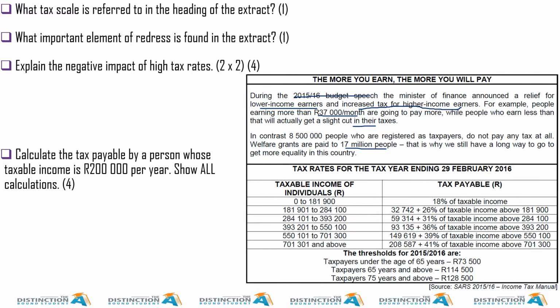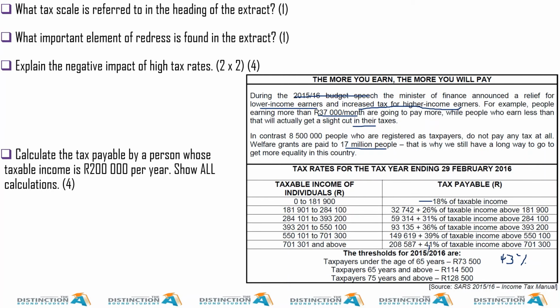Taxable income of individuals. If you earn from 0 to 181, you pay 18% tax of taxable income. Then if you earn between this and this, you pay first 32,000 plus 26% of any amount above this, and you can see what's going on. Then like that, 59 plus this plus like that. You see here the highest income earner was paying 41%, but now I think it's 43%. So it even went up since then. That's a lot.